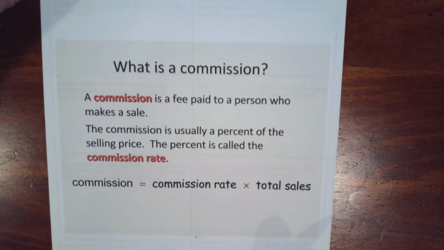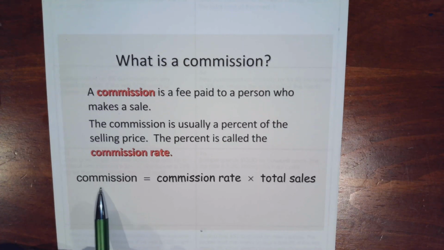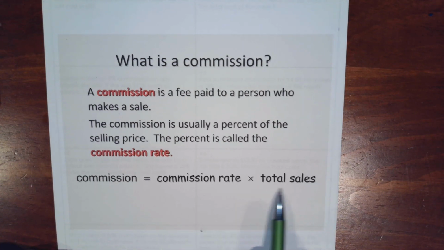A commission is a fee that is paid to a person who makes a sale. So for example, if you are a real estate agent or a car salesperson, you would make a commission, which is a percentage of the sale, and that would be your paycheck. So if you sell a $1 million house, a certain percentage of that $1 million is your paycheck or is part of your paycheck. And we find the commission by multiplying the percentage times the total sale.